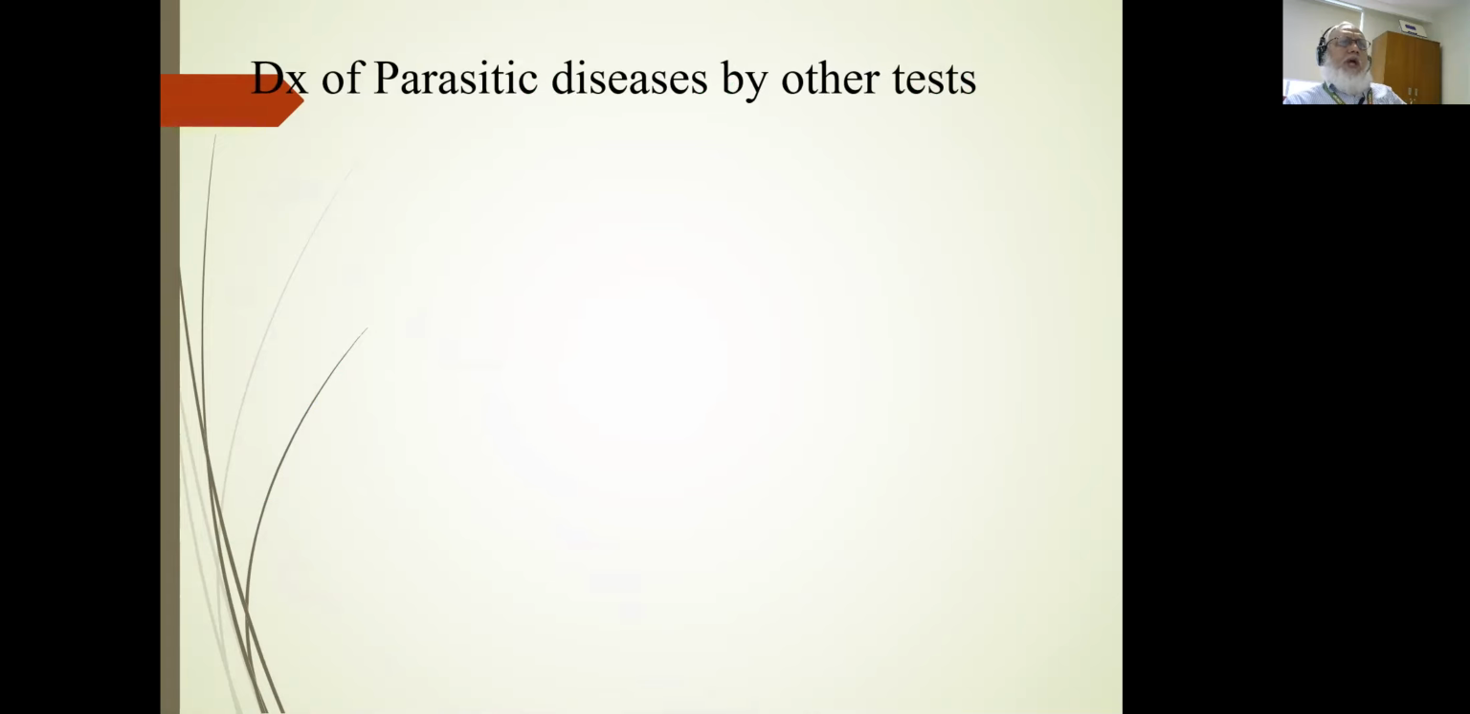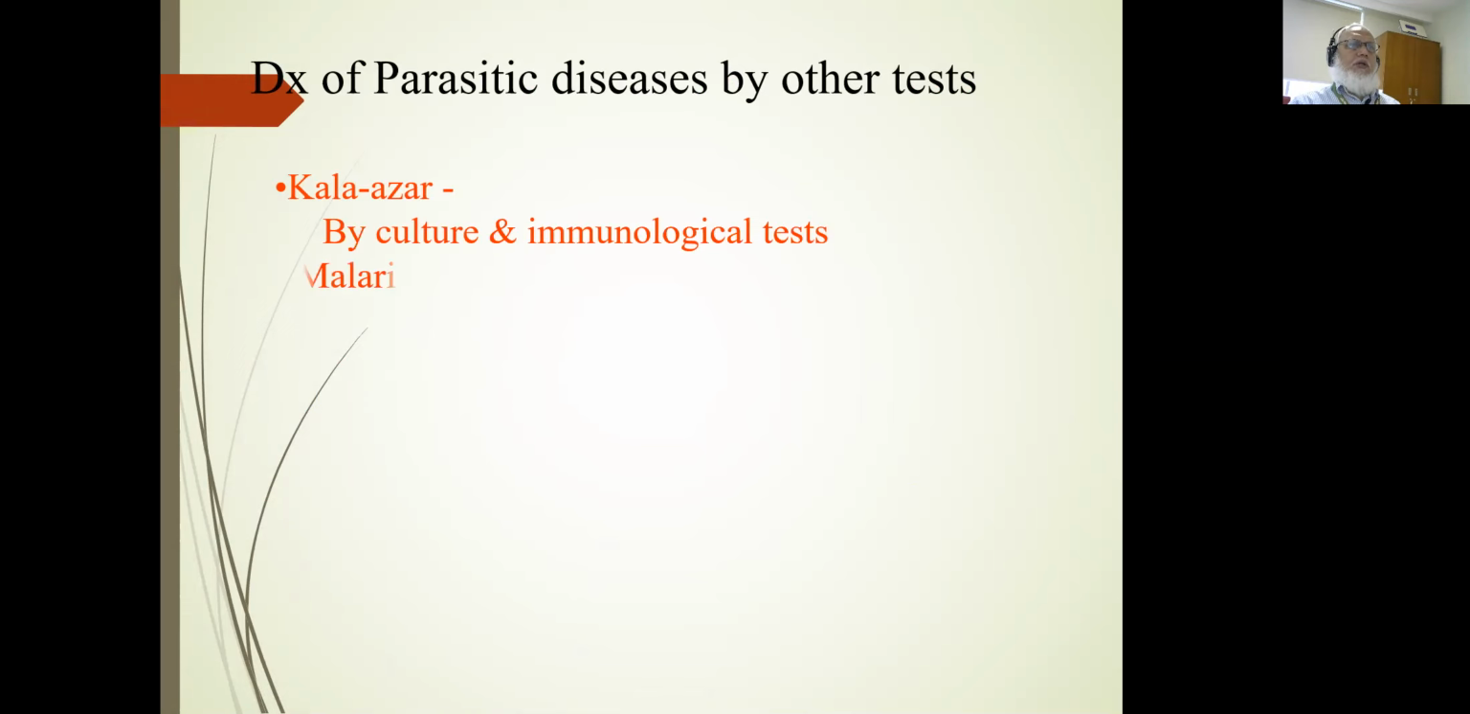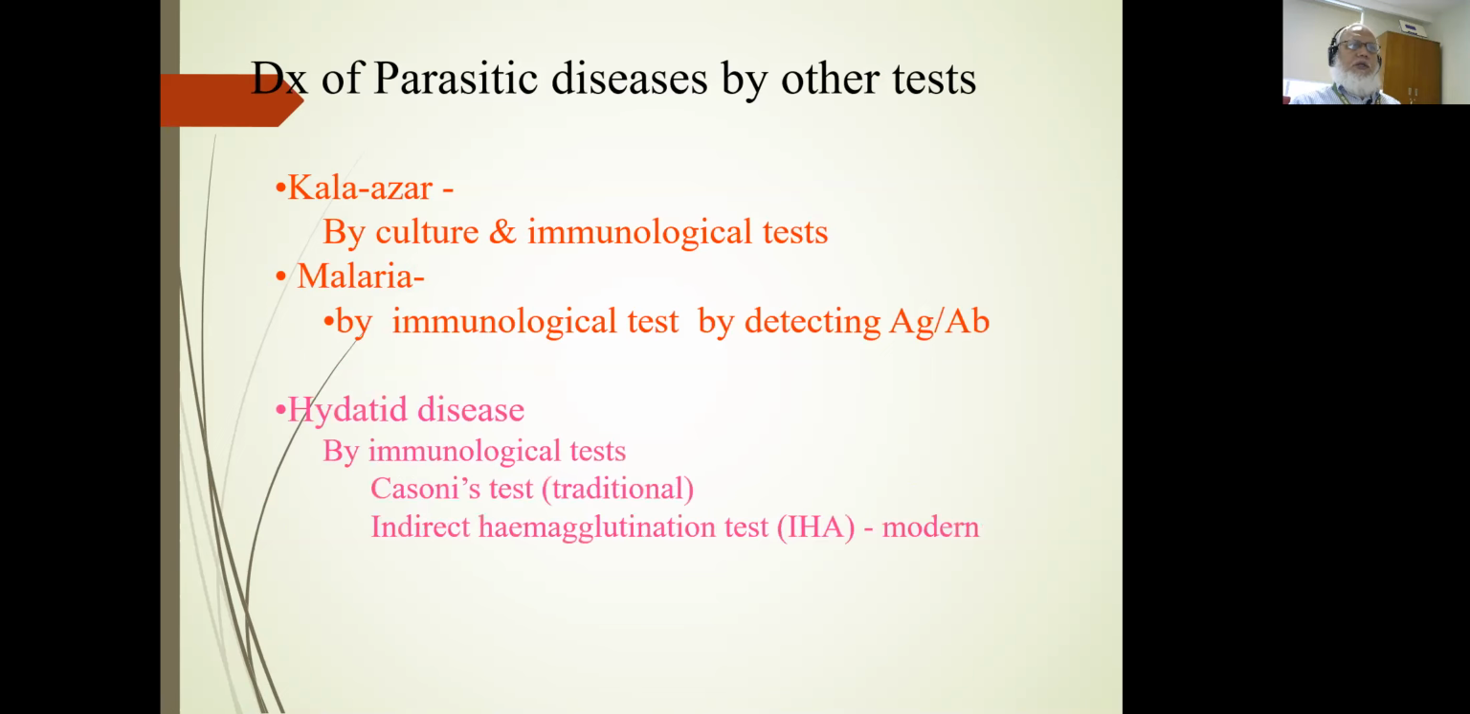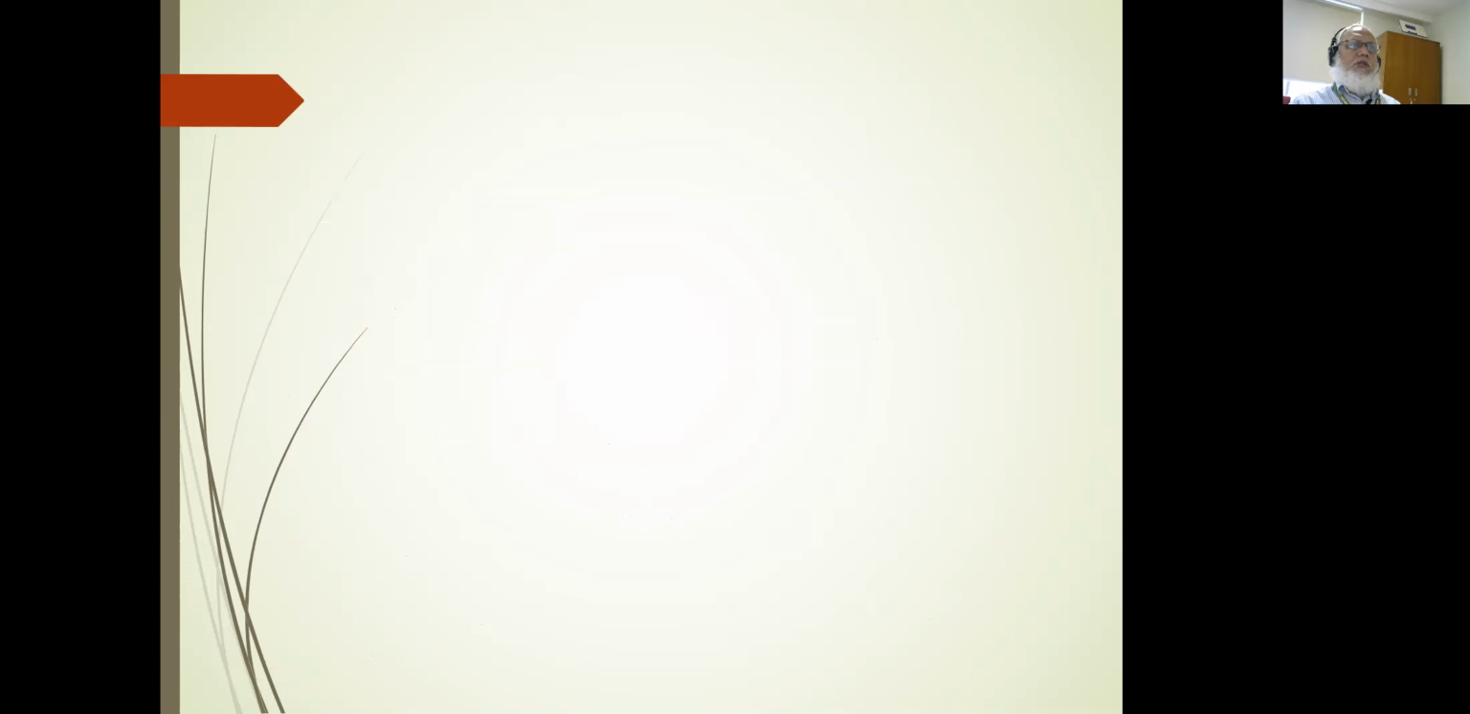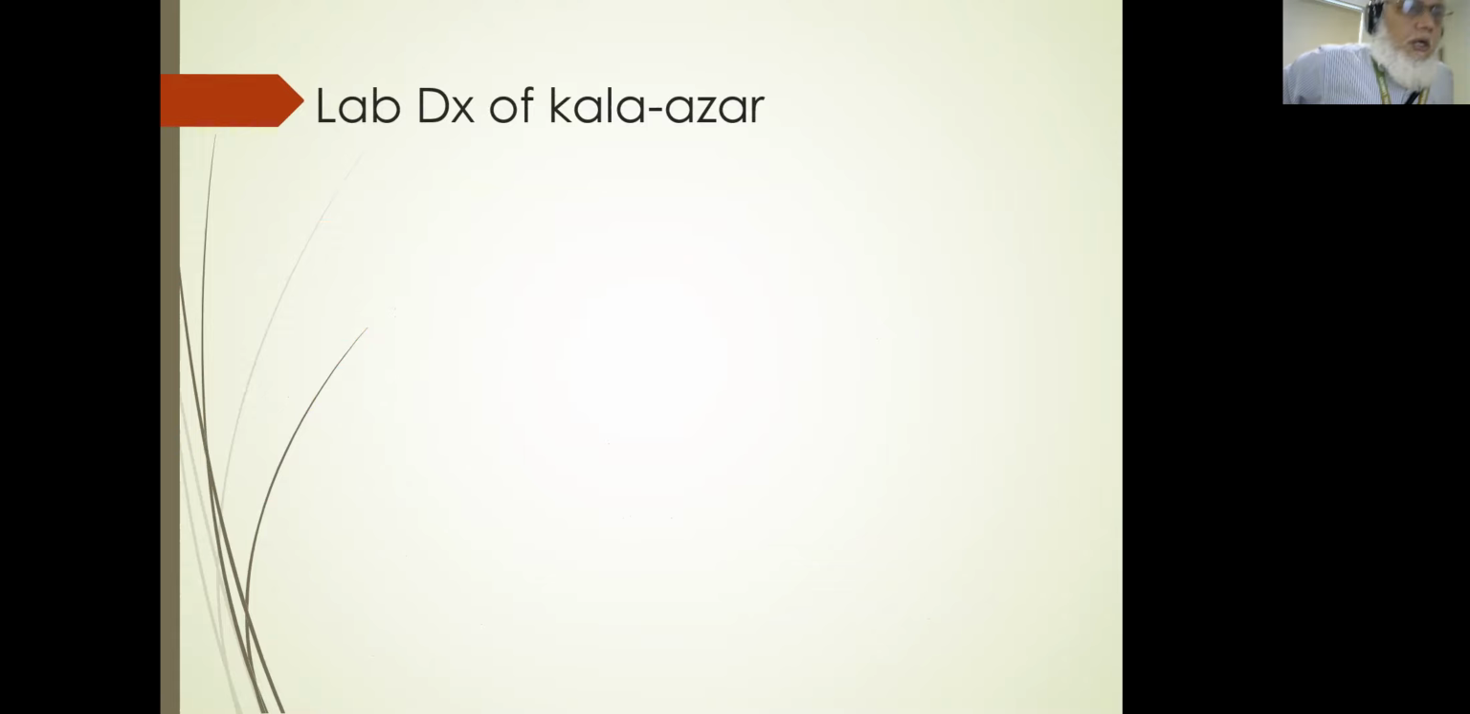Diagnosis of parasitic disease by other tests. Kalajor, besides microscopy, can be diagnosed by immunological test, and culture can also be done. Malaria, immunological as well as microscopy. Hydatid disease by immunological test, filariasis by immunological test. So let us now discuss the laboratory diagnosis of some important parasitic diseases present in our country.